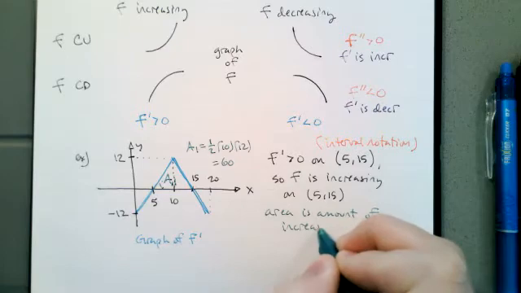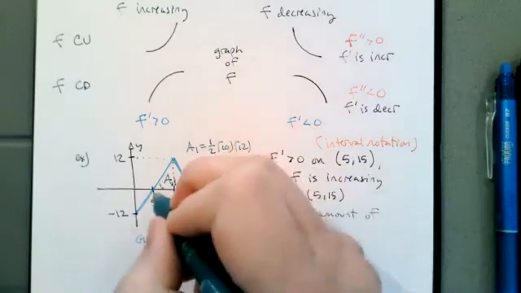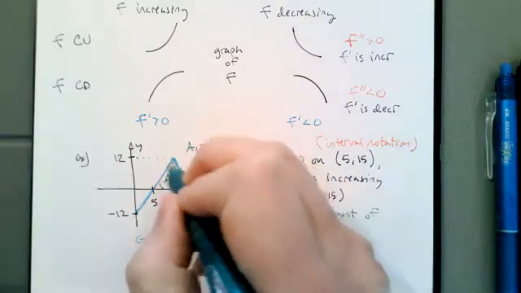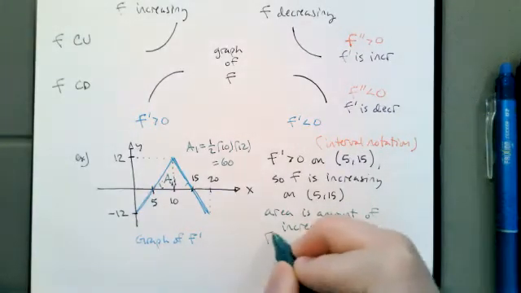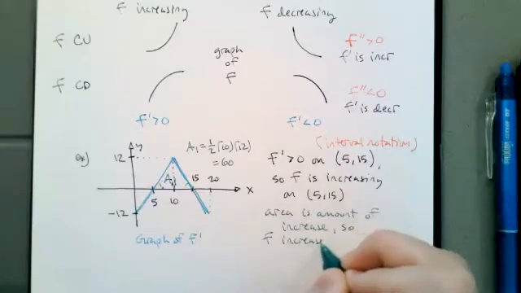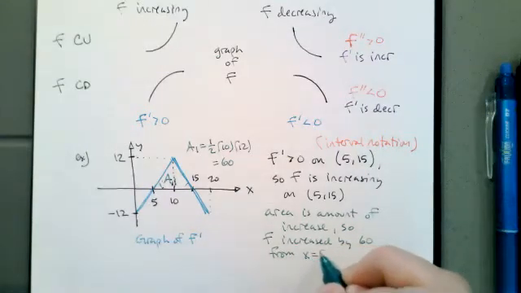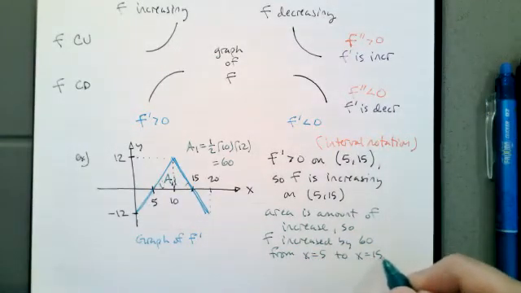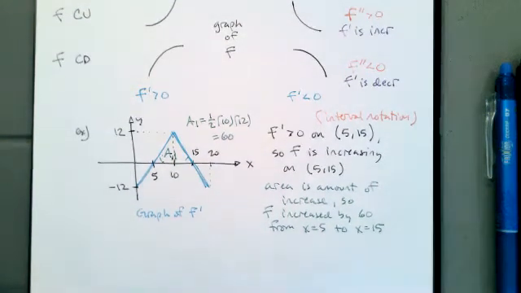Wouldn't it be 5, not 10? Because it's 5 from 5 to 10, the triangle, not 10? Oh, I'm doing the whole section where the function is increasing. Area is the amount of increase. So f increased by 60 from x equals 5 to x equals 15. The area tells us how much increase or decrease has happened.